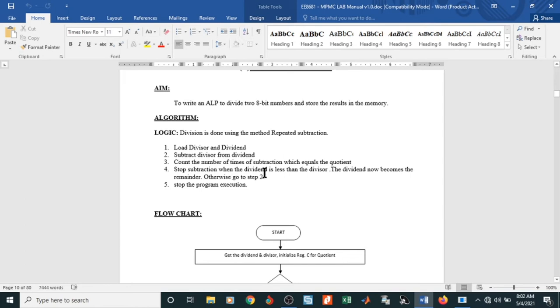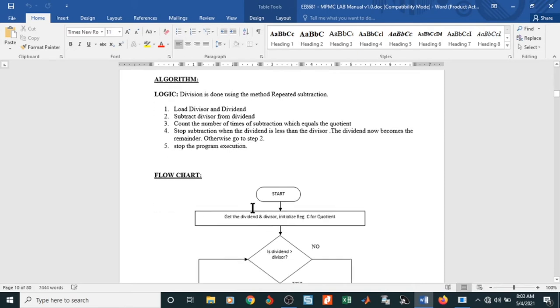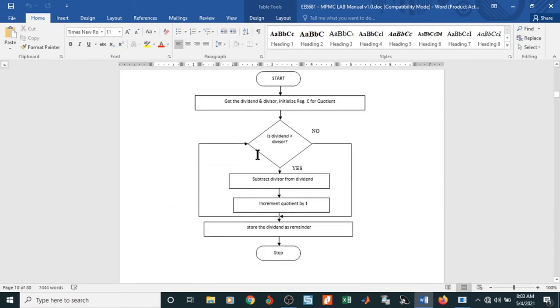Stop subtraction when the dividend is lesser than the divisor. The dividend now becomes the remainder. Otherwise, go to step 2 again and continue the process, and stop the program execution. So the same thing is shown as the flowchart here.